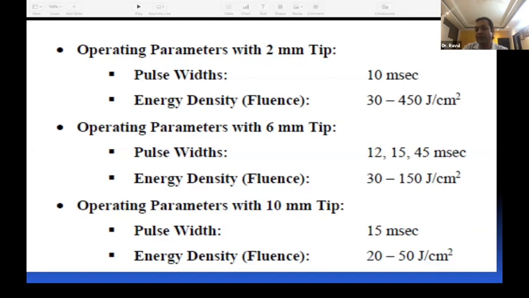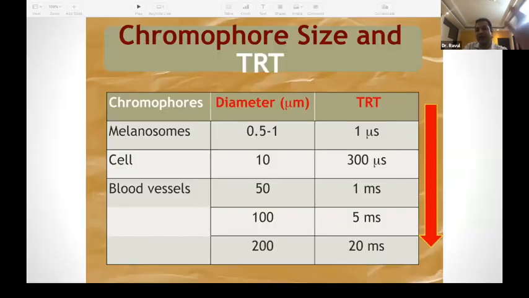Pulse width is, as I told you, depending upon the size of the vessels. So normally, if you look into the telangiectasias and all, we use around 15 to 45 milliseconds. Normally, we use a 6 millimeter tip. And normally, in terms of fluence, we can use 30 to 45 or 50 to 60 fluence, depending upon the skin of the person.